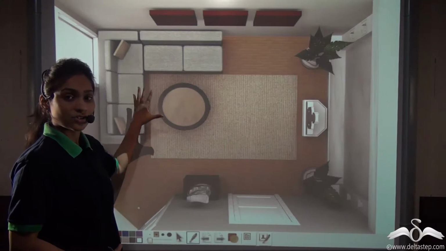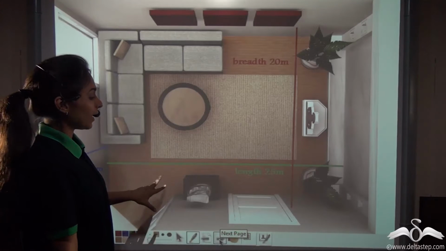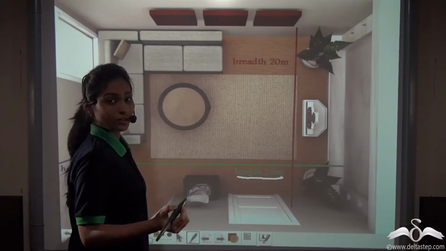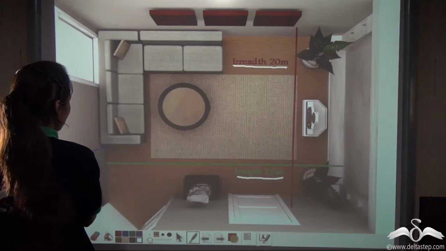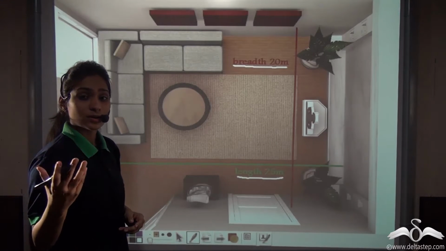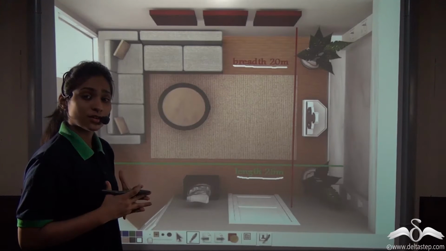He took out the dimensions of your room. He found out that the length of your room was 25 meters, the breadth of your room was 20 meters, and the height of your room was 7 meters. Now, will the concept of total surface area help him? Now, what is total surface area?